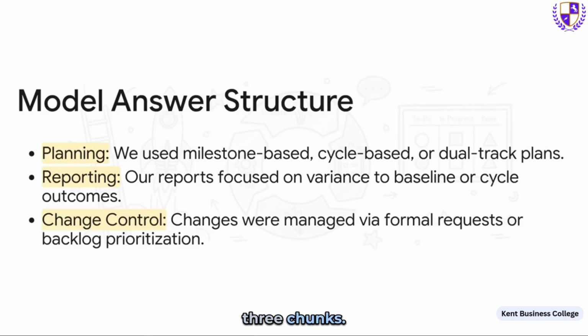Break your answer into 3 chunks, hitting on planning, reporting, and change control directly. And make sure you use the right lingo. Did you use milestones or cycles? Did your reports track variance or outcomes? Was change handled with formal requests or by reprioritizing a backlog? Nailing this shows you know the theory and the practice.